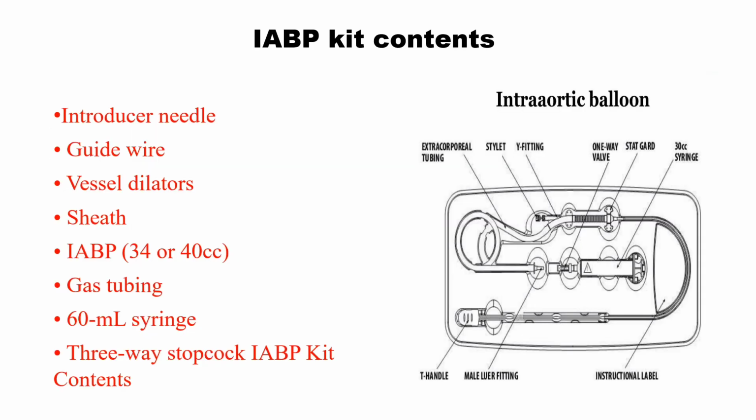Next we'll see the IABP kit content. First is the introducer needle, guide wire, vessel dilators, sheath, IABP balloon of 34 or 40 cc, gas tubing, 60 ml syringe, and 3-way stopcock, which is the IABP kit content. So this is all that is used for IABP monitoring.